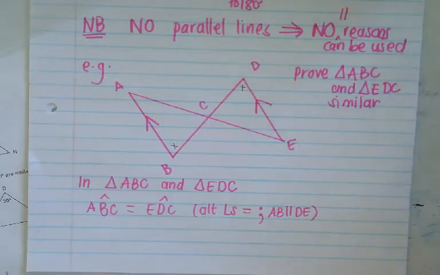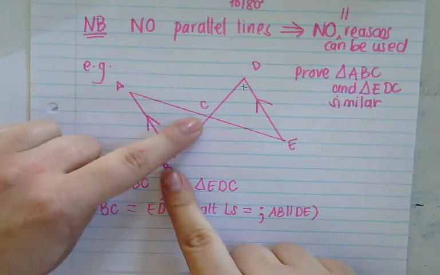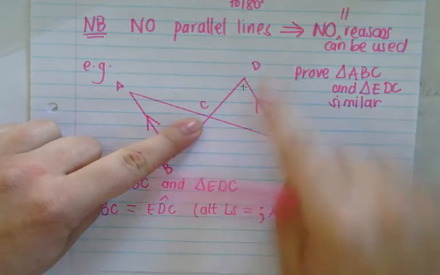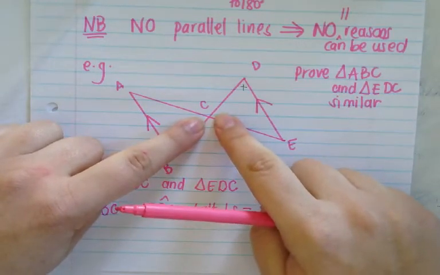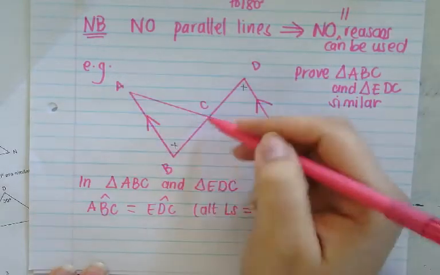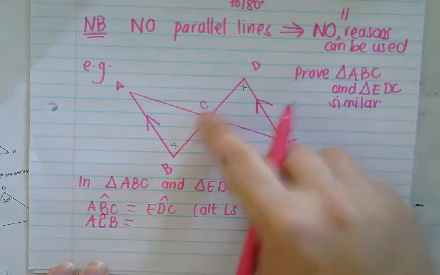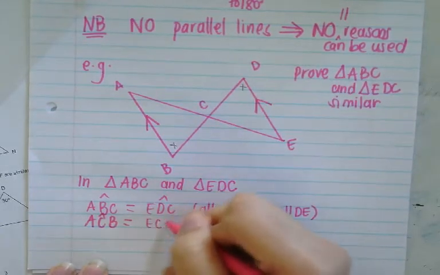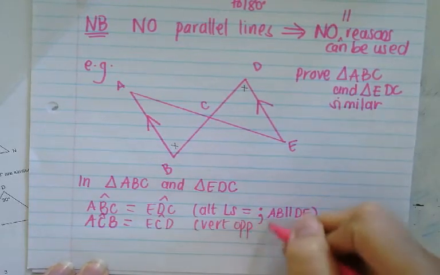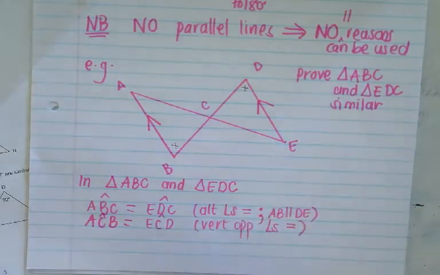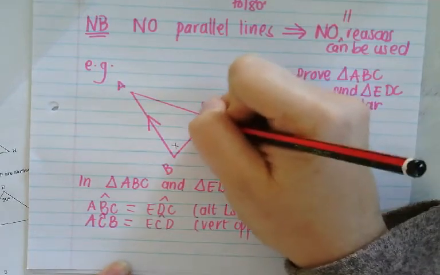Keenan? ACB. That angle, ACB and DCE. And that angle. Reason? Corresponding. No, vertically opposite angles. So ACB, ECD, vertically opposite angles are equal. So we proved this one. I'll draw a nice star.